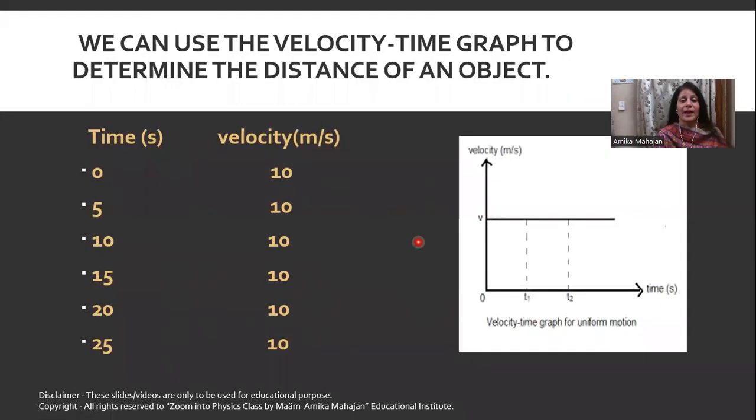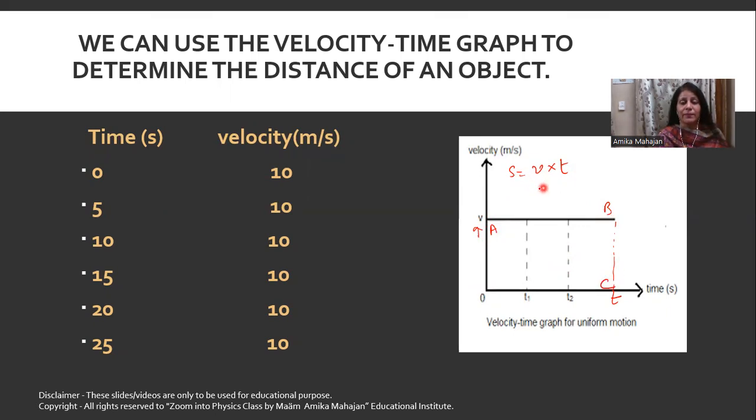Now this graph can be used to find distance. How can you find distance using this graph? We know that distance is speed into time. Now if I take time t, this speed is along y-axis. So I have one rectangle, area under the curve I have to take.